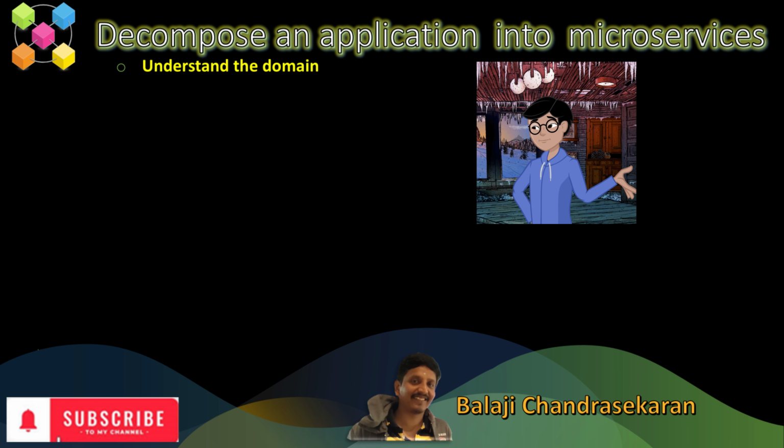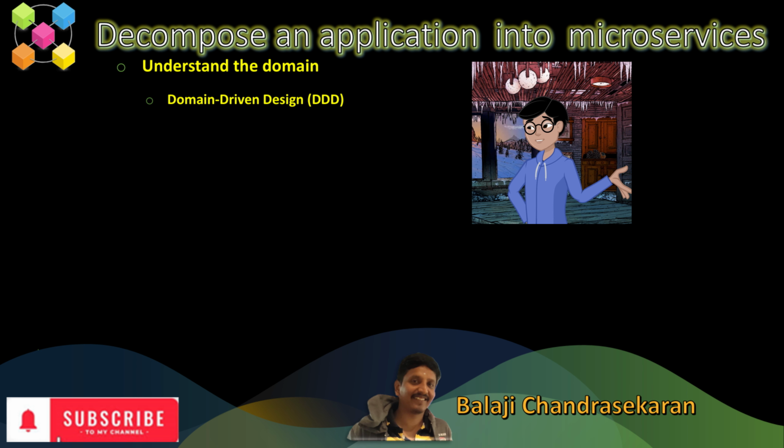Understand the domain. One of the most popular approaches for breaking down applications into microservices is domain-driven design, DDD. It helps to understand the business domain and divide it into distinct areas, often referred to as bounded contexts. Bounded context is a logical boundary within which a particular model is defined and applicable. For example, in an e-commerce system, you might have separate bounded contexts for order management, inventory, and user authentication.